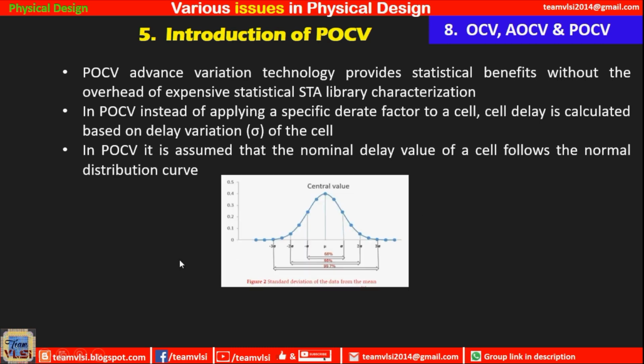In POCV it is assumed that the nominal delay value of the cell follows the normal distribution curve. So here is the normal distribution curve and it has a central value, and most of the delay is near your central value. If we consider 1 sigma, 68% of your delay variation is in this range. If you consider 2 sigma, 95% of your delay variation is in this range, and if you consider 3 sigma, it's most accurate, and 99.7% of delay variation falls in this range.